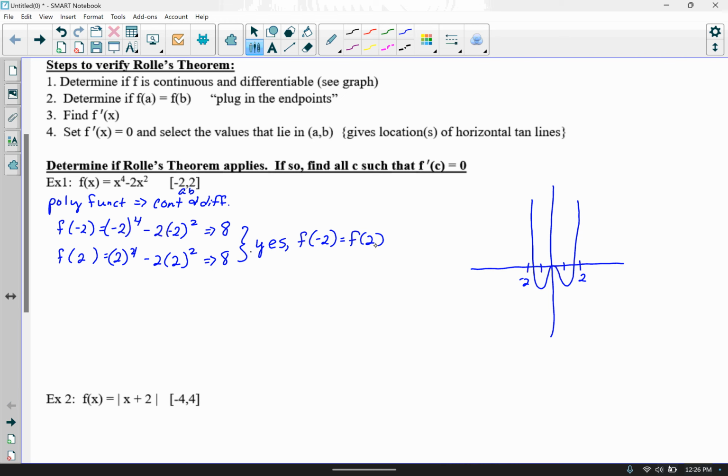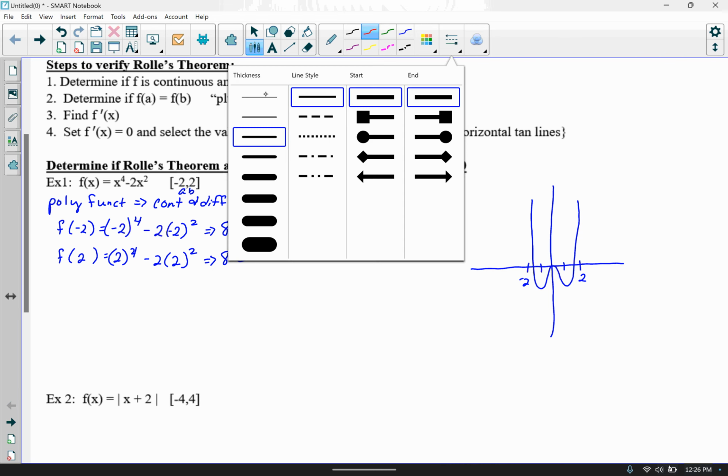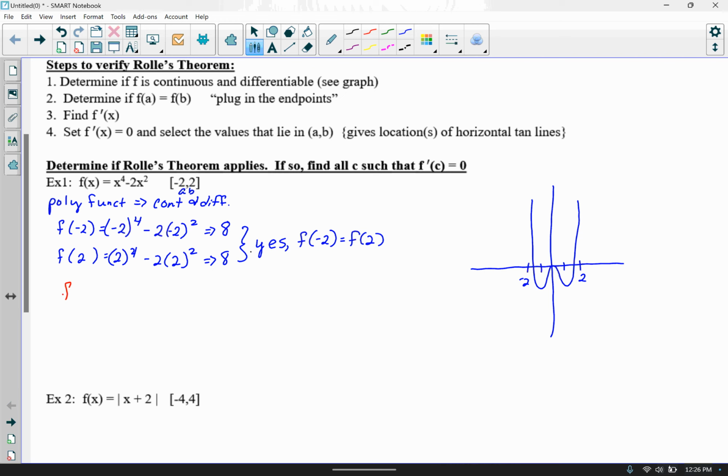We continue on then to find f prime of x. So f prime of x equals, taking our derivative, nice power rule here, 4x cubed minus 4x. All right, so that was step 3. Step 4 says take that derivative and set it equal to 0. So I take 4x cubed minus 4x, set it equal to 0, and I solve for x.